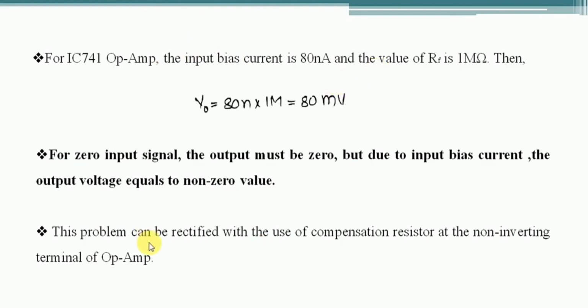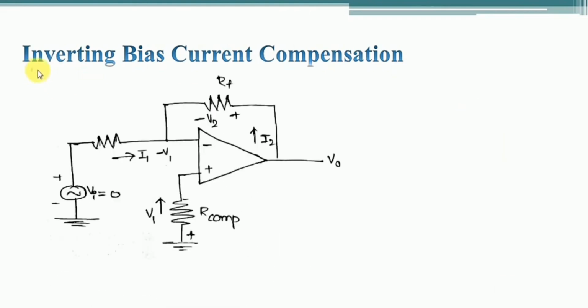This problem can be rectified with the use of a compensation resistor at the non-inverting terminal of an op amp. We are going to see how we use a compensation resistor and what the value of the compensation resistor should be in order to obtain zero output voltage when no input signal is applied to the non-inverting or inverting terminal. Now consider inverting bias current compensation. Here the name inverting indicates that the input signal is applied to the inverting terminal of an op amp.